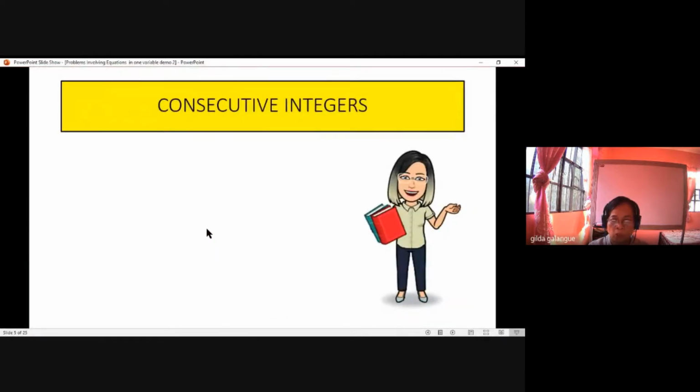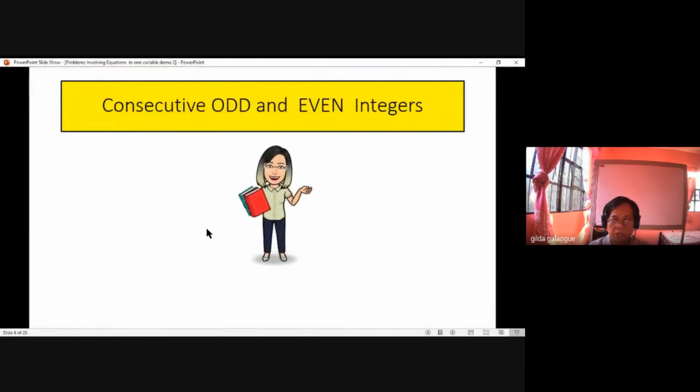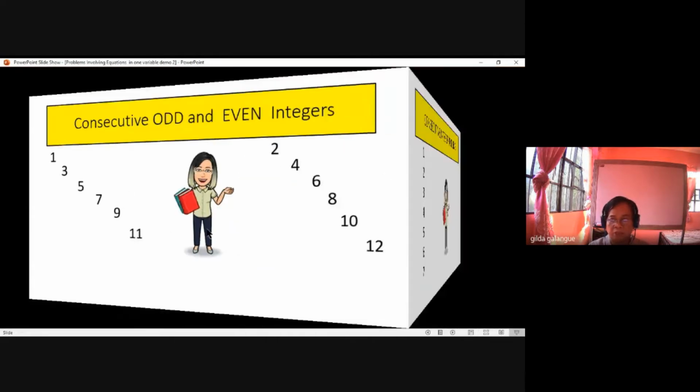Now we will recall consecutive integers. We have the example of consecutive integers: 1, 2, 3, 4, 5, 6, 7, 8, 9, 10. That is consecutive integers. Now we have consecutive odd. What are the examples of consecutive odd? We have 1, 3, 5, 7, 9, 11. We have consecutive even. We have 2, 4, 6, 8, 10, 12. So we have consecutive odd and consecutive even.